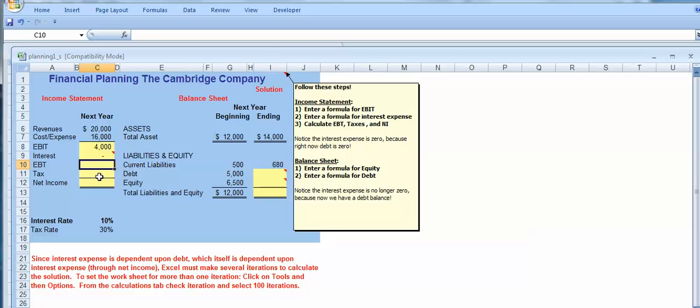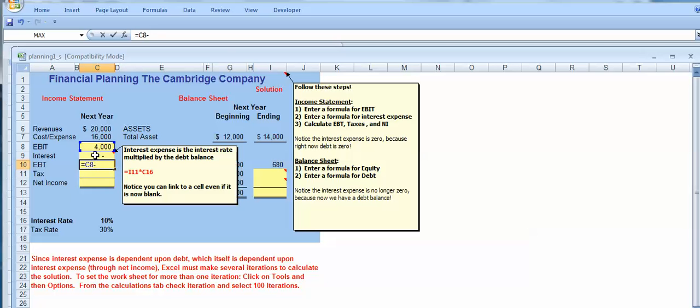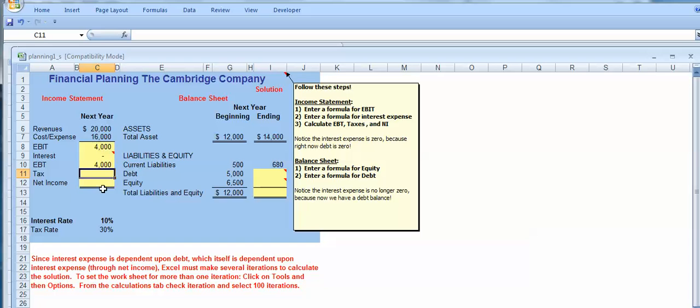Our earnings before taxes will simply be our EBIT minus our interest expense. Our taxes will simply be our earnings before taxes multiplied by our 30% tax rate. So our net income then will be our $4,000 in taxable income minus our $1,200 in taxes. We have $2,800 in net income.